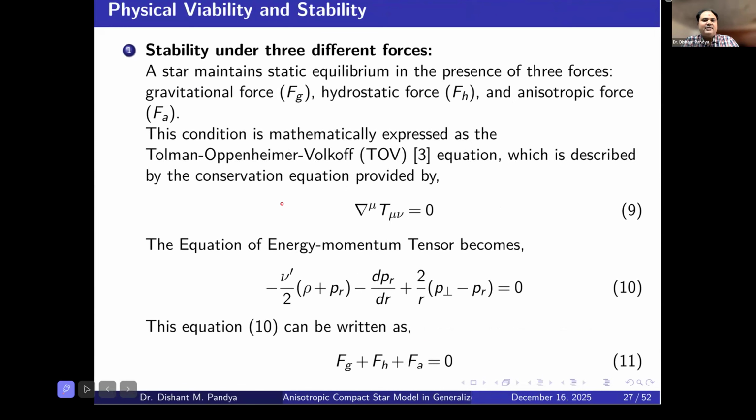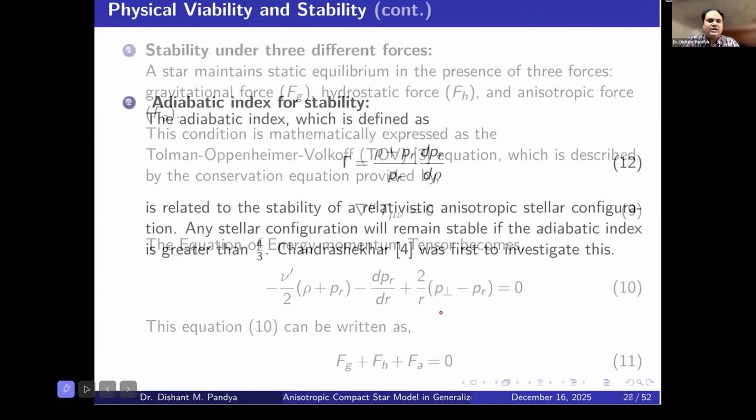Yeah, and then we even need stability of three different forces: the gravitational force, Fg; the hydrostatic force, Fh; and the anisotropic force, Fa. This condition should match, and based upon that, equation number 11 is important: Fg plus Fh plus Fa should be 0.